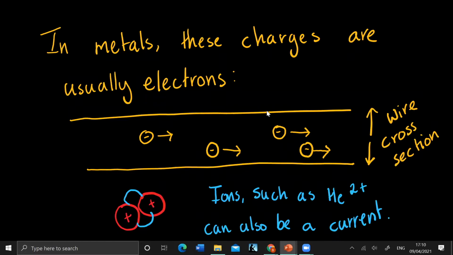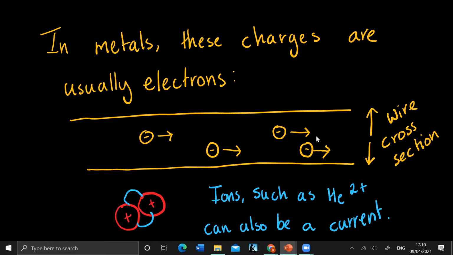So to think about it visually, I've drawn this diagram. In metals, the charges we just talked about are usually electrons. So in the wires in your computer and everything, they're usually electrons. They flow about in metals and they carry electrical current. Imagine that's a wire cross section. I zoomed in a lot. Little electrons all traveling along.